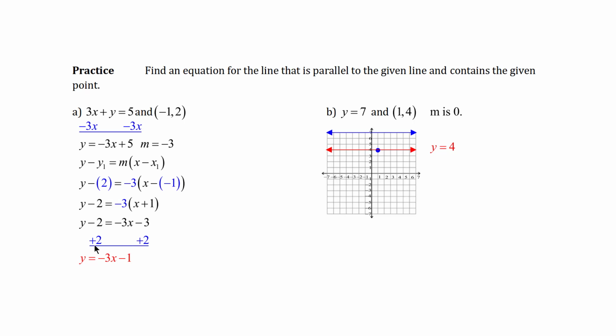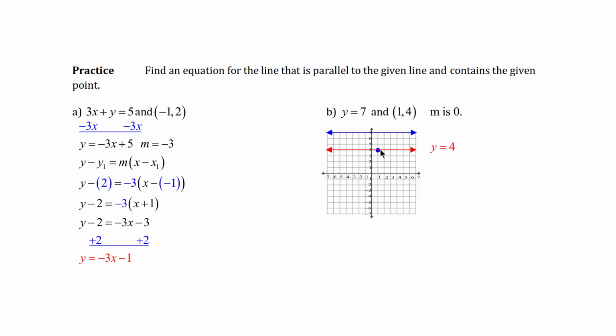From here, we could get rid of the minus 2 by adding 2 to both sides of the equation. On the left-hand side, the minus 2 plus 2 cancels out, and we're left with y. On the right-hand side, we have minus 3 and plus 2 gives us -1, and we bring down the -3x. The result is y equals -3x minus 1. So this is our final answer. This represents the equation of a line that is parallel to the given line and goes through the point -1, 2.